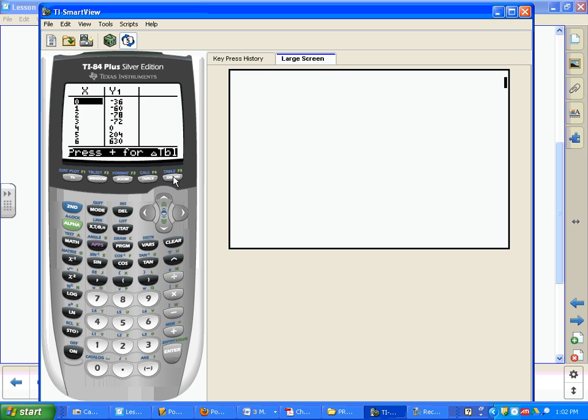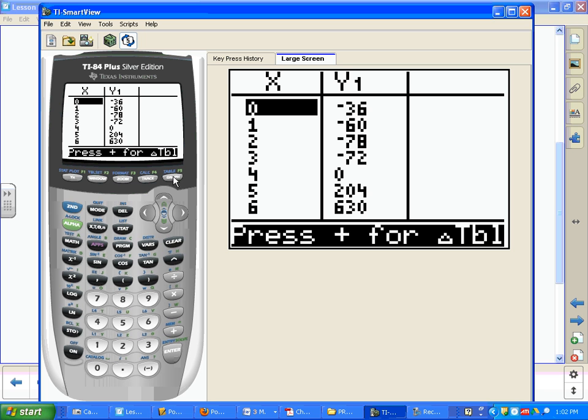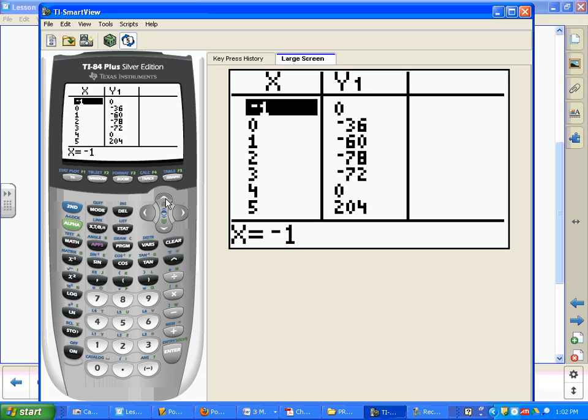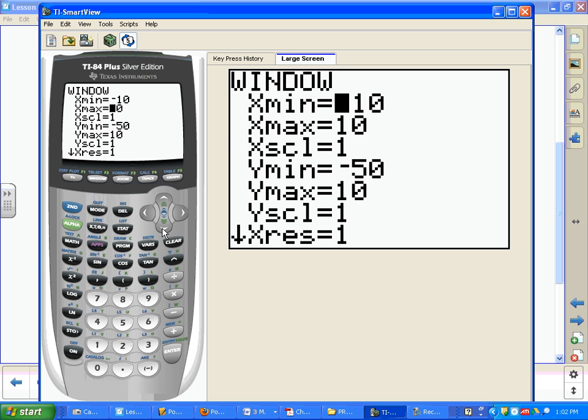Actually, I'm going to go to the table. If I look at the table, see these numbers here? The numbers between the zeros are the ones I'm looking for. So we have 0 at -1, 0 at 4. So I know this graph goes down to at least -78, because that's the smallest number I see. And so if I go to my window, then I'm going to go past that, so I'll go to 85. Pick some random number, and graph it.